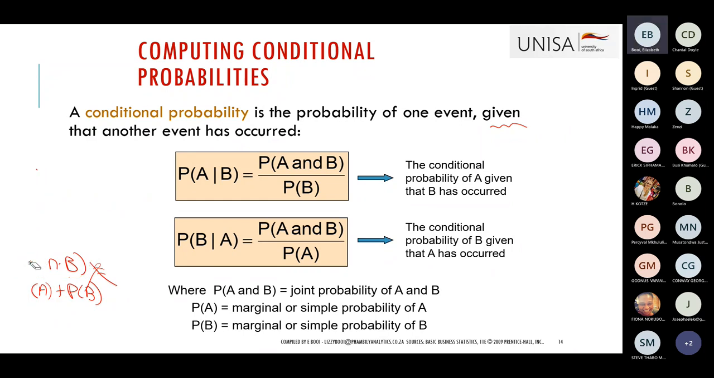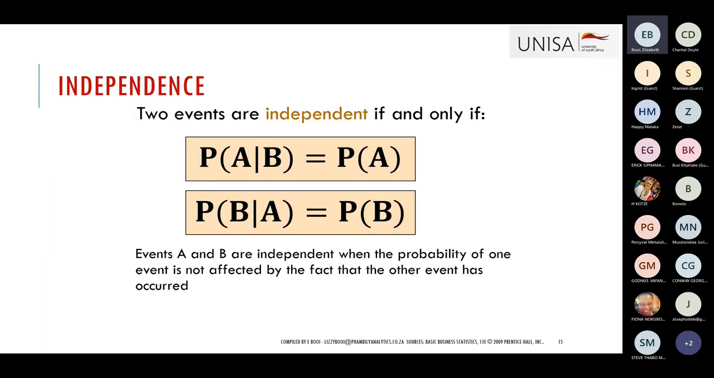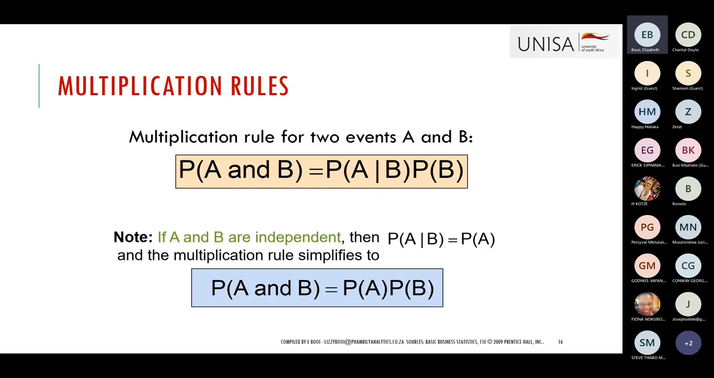Okay, if we are given a conditional probability, let's say the probability of A given B, and we are given the probability of B, and they ask us to find the probability of a joint event, the probability of A and B, then we're going to apply what we call the multiplication rule, which states that the probability of A and B is equal to the probability of A given B times the probability of B.